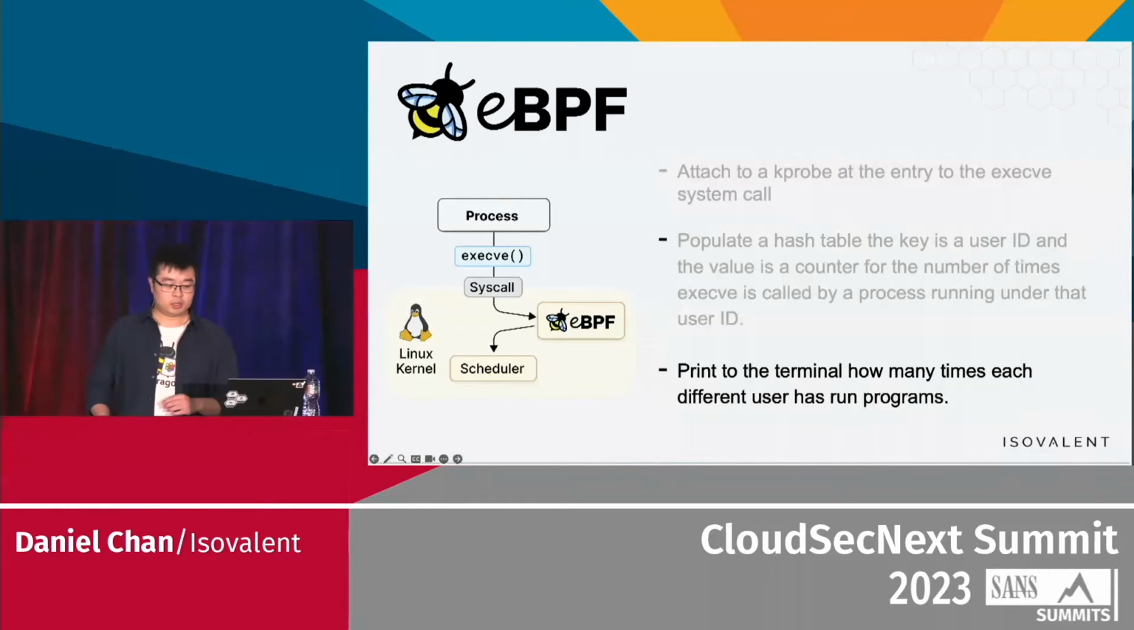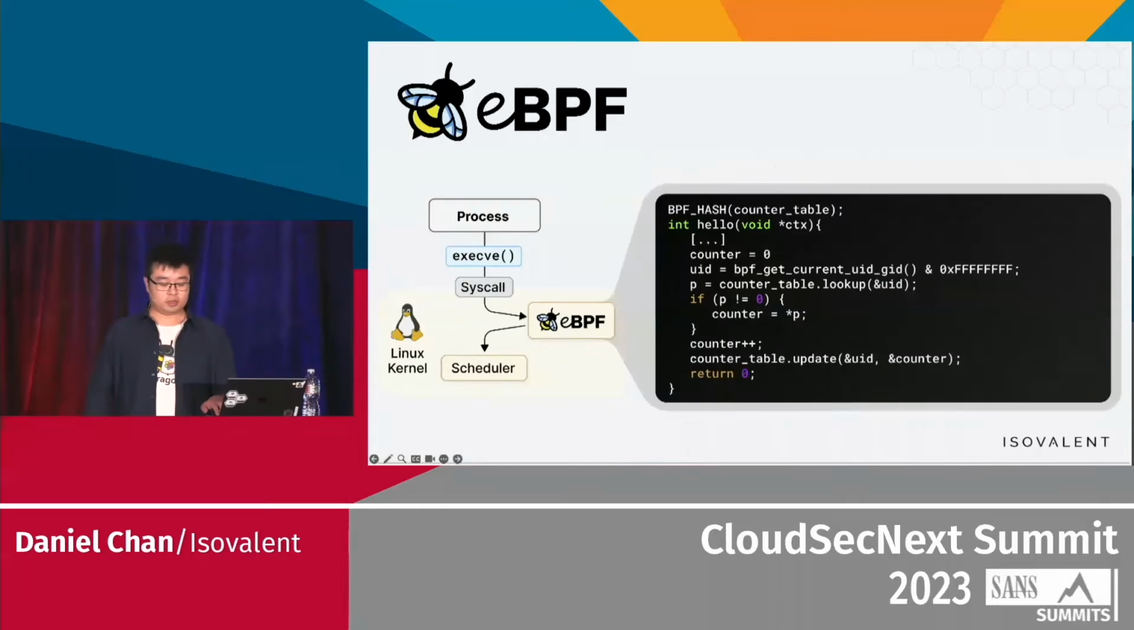All right, so let's begin. The first thing we'll create is our BPF hash table, and we'll do this using a macro from BCC. Next, we'll create a variable called counter and initialize it to 0. We'll use the bpf_get_current_uid_gid helper function to populate the user ID value to the uid variable.